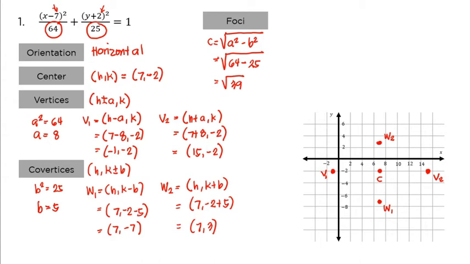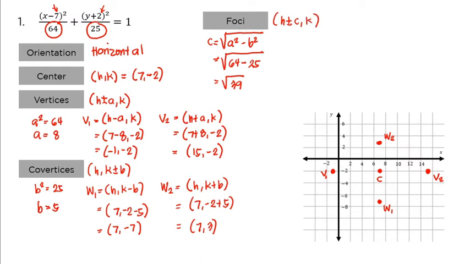Now from that, since it is horizontal, the foci is square root of 39 units to the left and to the right of the center. So si x yung nag-change. So we will add or subtract sa x coordinate ng center. So we have h plus minus c, k.